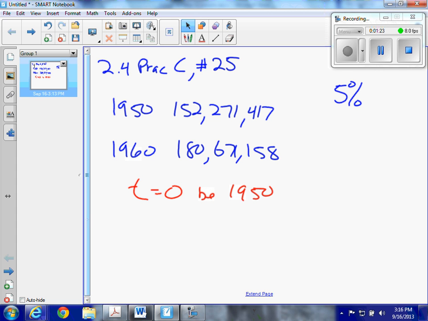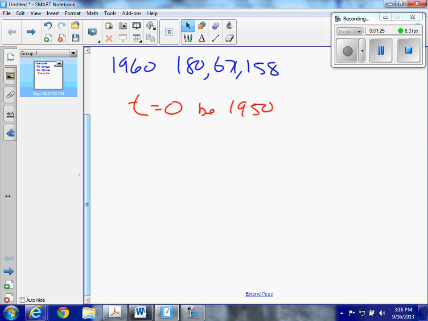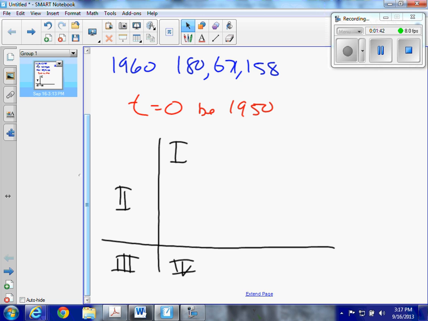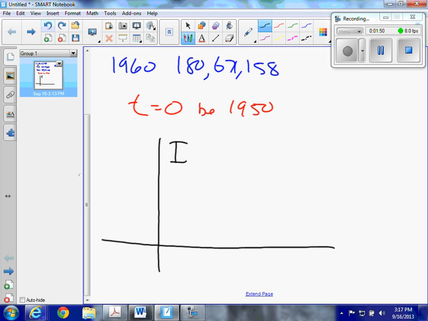I think that my approach would be this. I would make a graph. Now I know I'm dealing with time and population, so I'm really going to be concerned with quadrant number 1. I'm not going to be concerned with quadrants 2, 3, and 4, because they all involve negatives, and I know there are no negative time or population. But if I drew the graph and it was a regular x-y axis, that would work out as well.